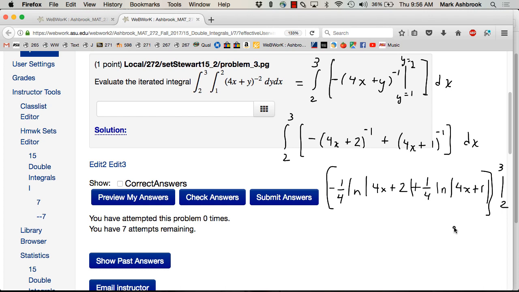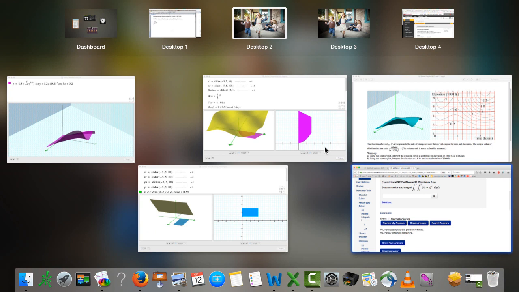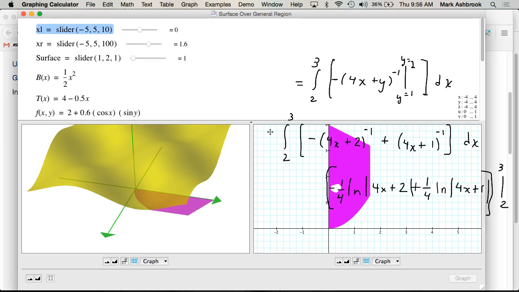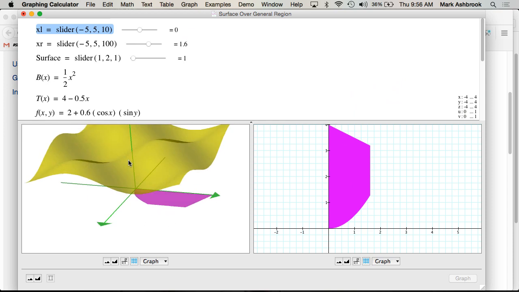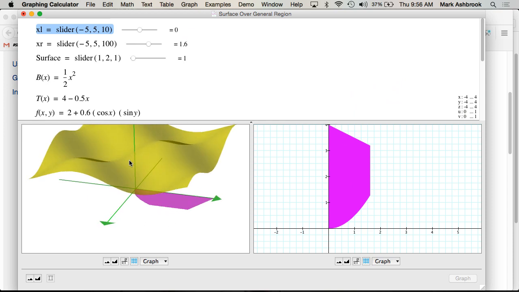Okay, so let's move on, away from rectangular regions to what we call general regions. General regions. I made this GC file this morning. I'm very proud of it.